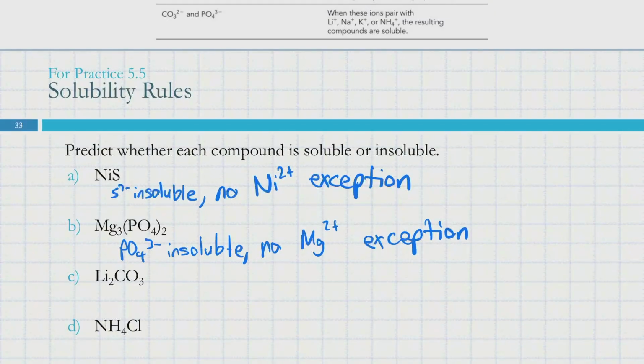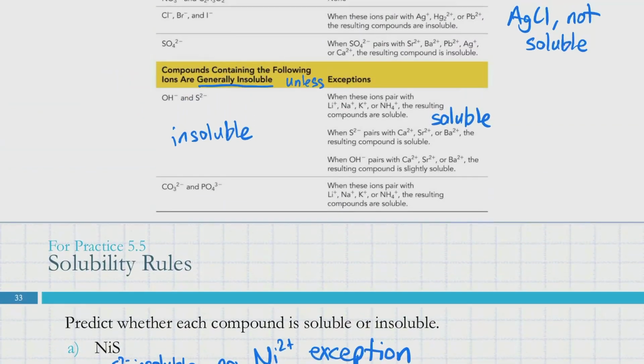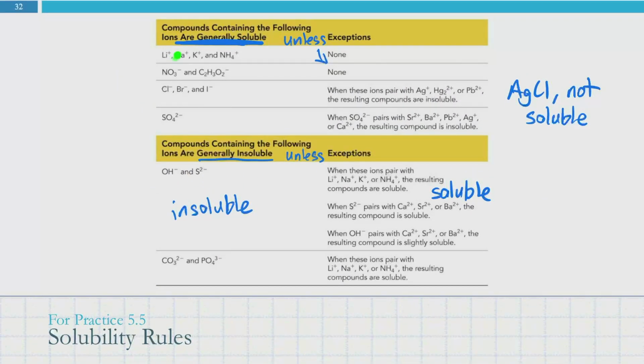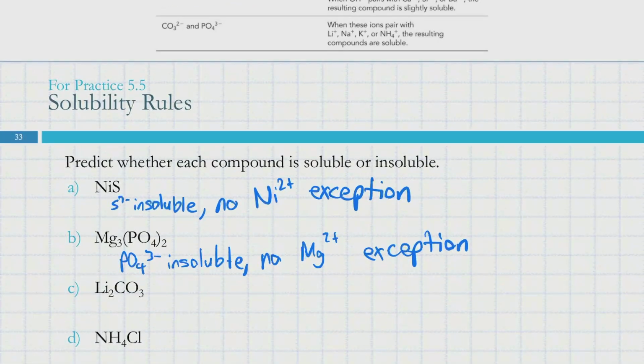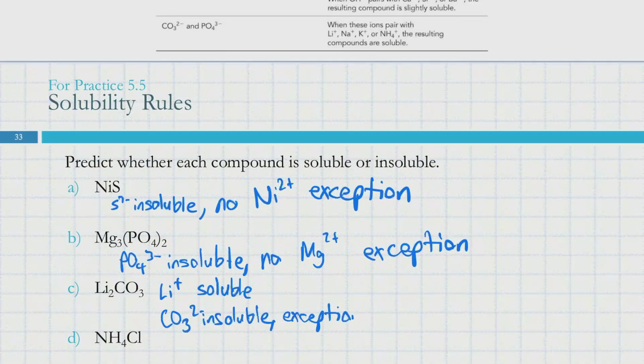We've got then Li2CO3, so lithium carbonate. We find lithium in the generally soluble category with no exceptions. We also find carbonate in the generally insoluble category, but it has an exception for lithium. So that means that this is soluble. So Li plus is soluble, no exceptions. CO3 2 minus insoluble, but an exception for lithium, which is always soluble.